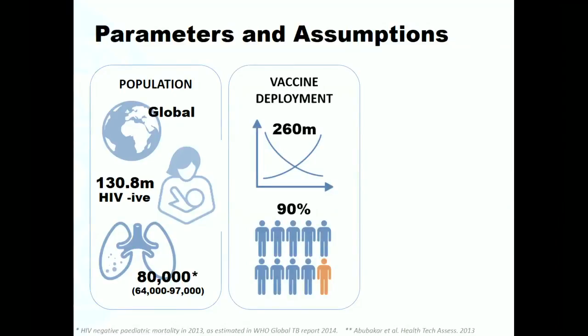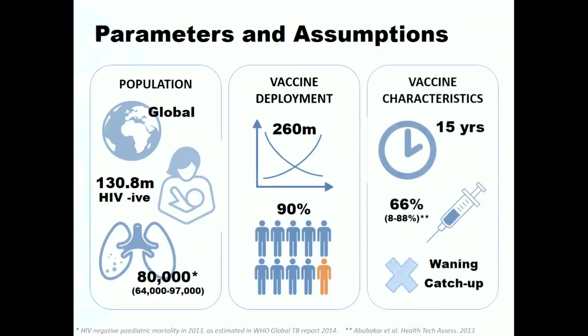So in terms of vaccine deployment, usually there are 260 million doses supplied each year, and this in 2013 led to a 90% coverage of neonates. And then finally, in terms of vaccine characteristics, we assumed 15-year duration of protection, and from the Abubakar study from 2013, the vaccine efficacy of BCG against TB mortality was estimated at 66% with a range of 8 to 88%. We assumed there was no waning of protection, and we also didn't assume that there are any catch-up campaigns.